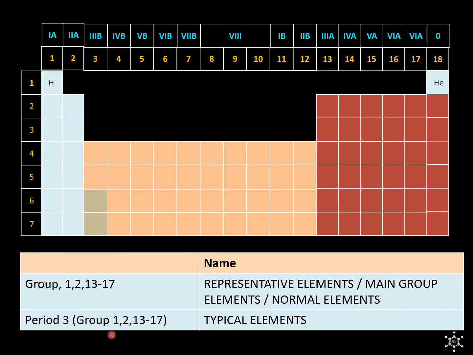Period 3, Group 1 and 2, 13 to 17 elements are called typical elements. If we look at the periodic table, sodium, magnesium, aluminium, silicon, phosphorus, sulfur, and chlorine are called typical elements.